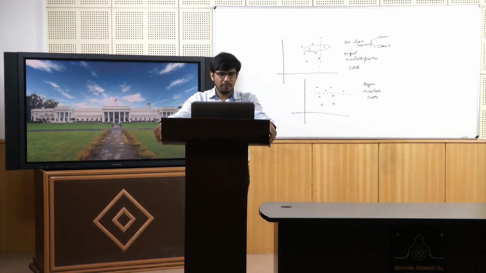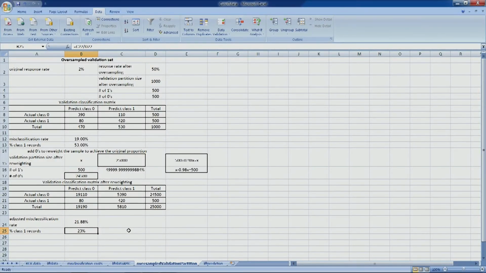And if you look at the percentage of class 1 records, they have come down. Earlier we had 53% in the oversampled validation partition. Now for the new numbers, this is how you can compute C22 divided by D22. You can see the new percentage is 23% of the records classified as class 1.